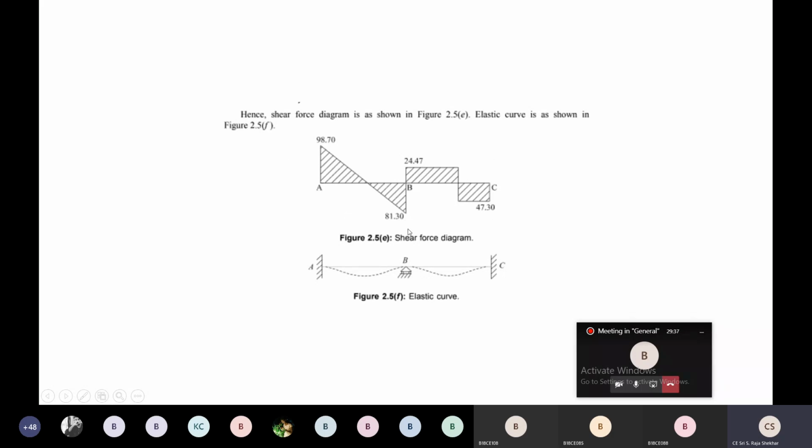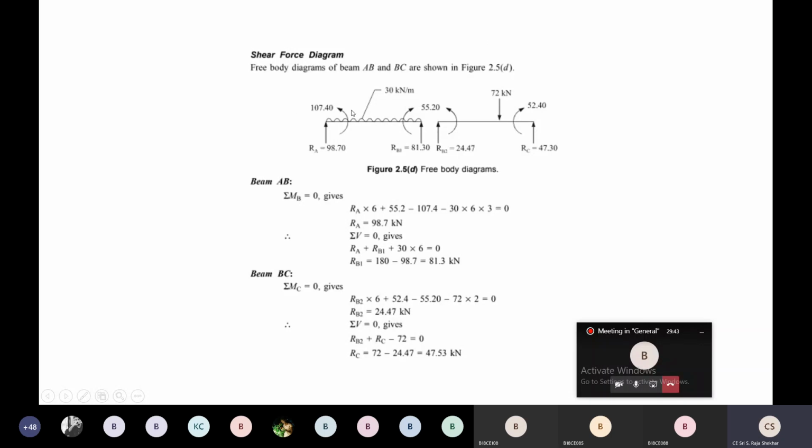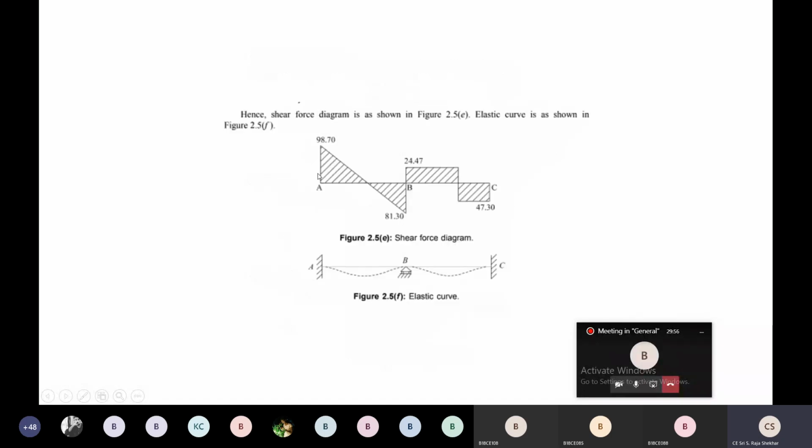For any problem, the shear force calculation is like this. First we calculate the final end moments. After that we draw the free body diagram. Then we calculate moment about B is equal to 0 and moment about C is equal to 0, so that we get all the reactions. After that we draw the shear force diagram. Next, the elastic curve, which represents the deflection shape of the beam after loading. Here at support B, deflection and rotation are 0, slope and deflection are 0.